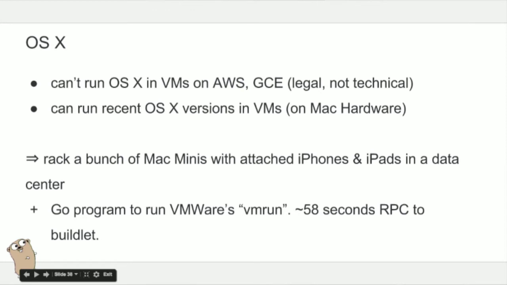As for OS X, we can't legally run VMs on AWS or GCE, and this isn't really a technical restriction. This is an Apple legal restriction. But Apple's EULA lets you virtualize OS X as long as it's running on Mac hardware. So we got a bunch of Mac Minis and attached iPhones and iPads to them and put them in a data center. So then we could run a little Go program on the OS X machines, a little Go program API server to create VMs, and you could run VMware's vmrun. Somebody else in the community did this.